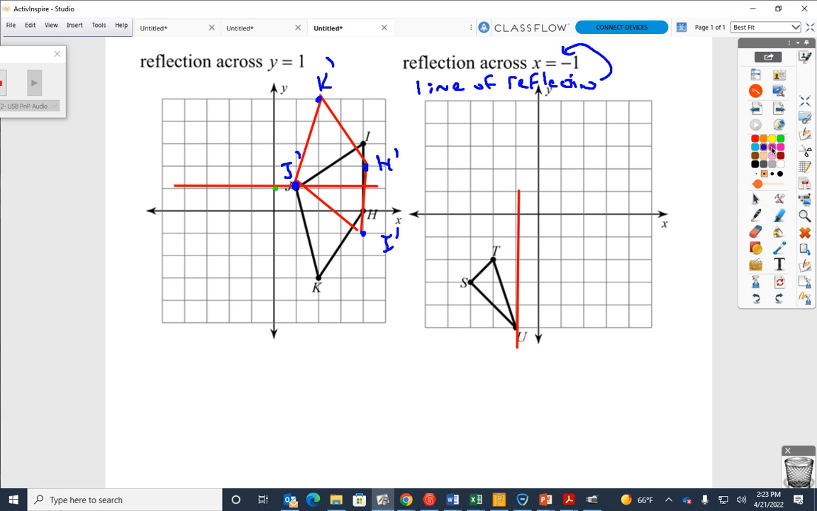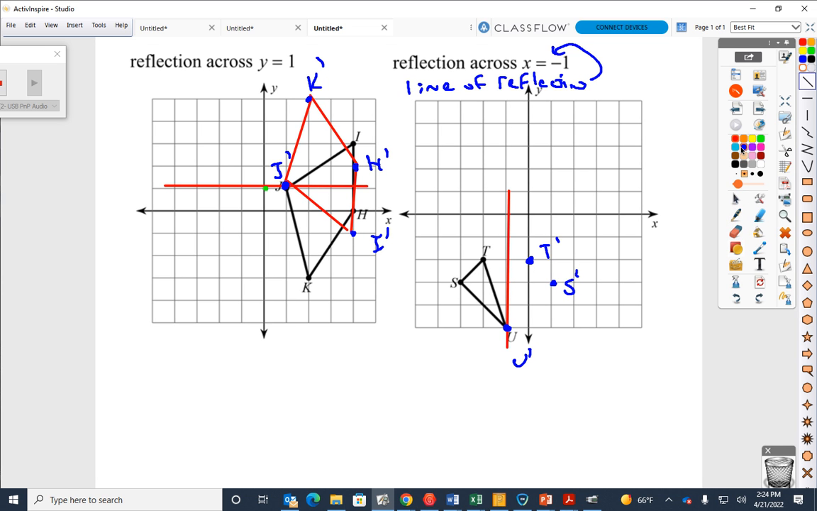Okay? So the U is going to be shared. That's my new U. And then this T is up 3 and back 1. So my new T is going to be up 3 and over 1. And my new S is going to be up 2, back 2, so this is up 2 and over 2. And this should be the exact same figure as the original, if I did it right. Okay? Does that make sense?